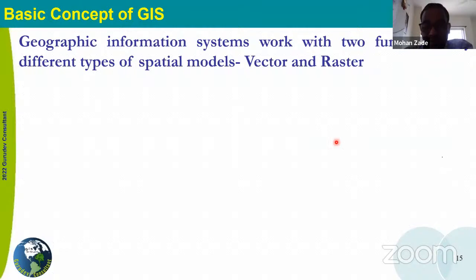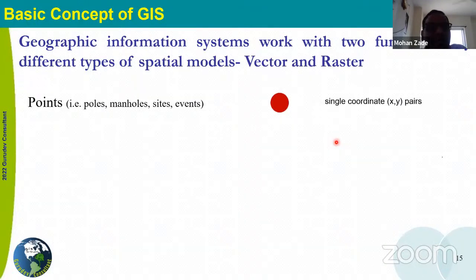So those were the components. Now we learn about the concept of GIS. Fundamentally, or ideally, there are only two types of spatial model. One is called the vector, and the second is called the raster model. These are called sometimes model or sometimes data.